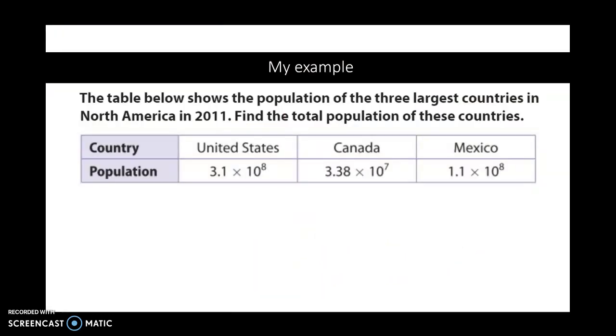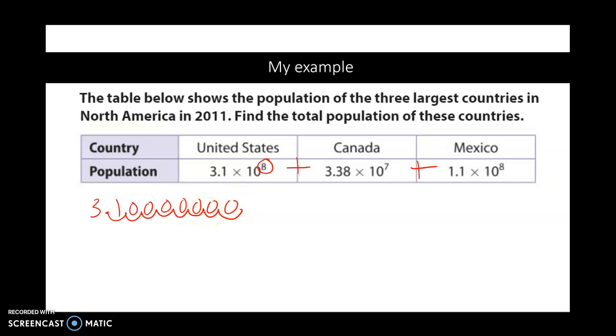Here's my example. It says the table below shows the population of the 3 largest countries in North America in 2011. Find the total population of these countries. So I'm going to have to add all these together. First, I'm going to expand them into standard notation. I'm going to write the decimal, 3.1, and I'm going to make it bigger 8 times. 1, 2, 3, 4, 5, 6, 7, 8. Every basket gets an egg.